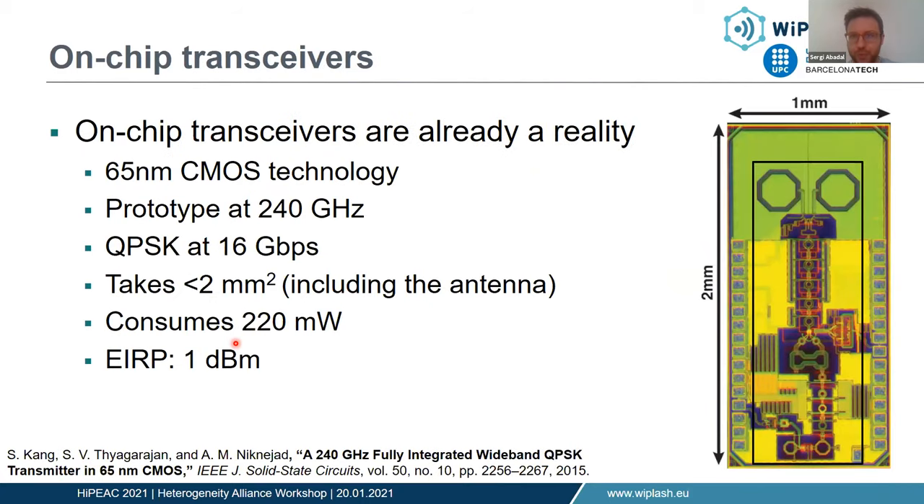And what else? You not only need an antenna, but you also need the circuits that modulate the information to be fed to the antenna. This is what is called the transceiver. And on-chip transceivers are already a reality. I'm putting just an example at 65 nanometer CMOS, working at 240 gigahertz, transmitting information at 16 gigabits per second. And all these things take less than 2 millimeters squared of silicon area, consuming less than 220 milliwatts. And this is an early prototype, so this can be improved by quite a decent margin. But this is just to explain that this is already a possibility, putting antennas and transceivers within the chip. Actually, this transceiver has already the antenna included in this area.